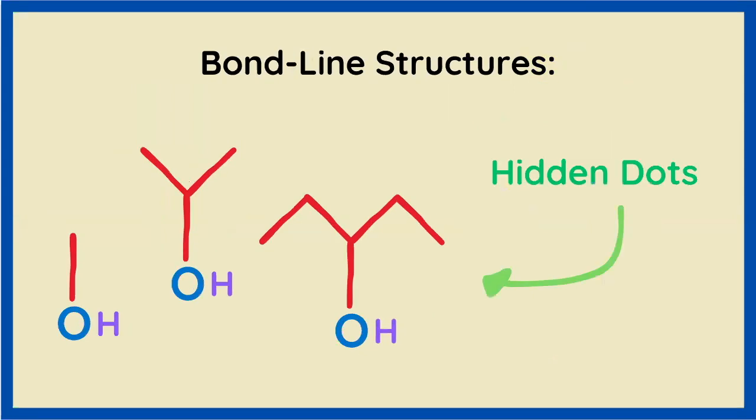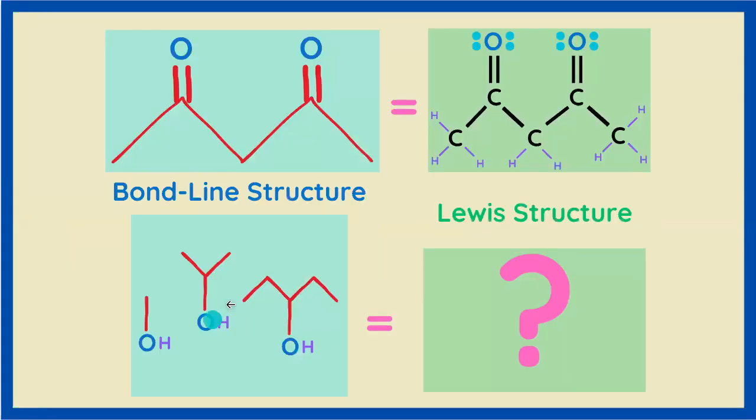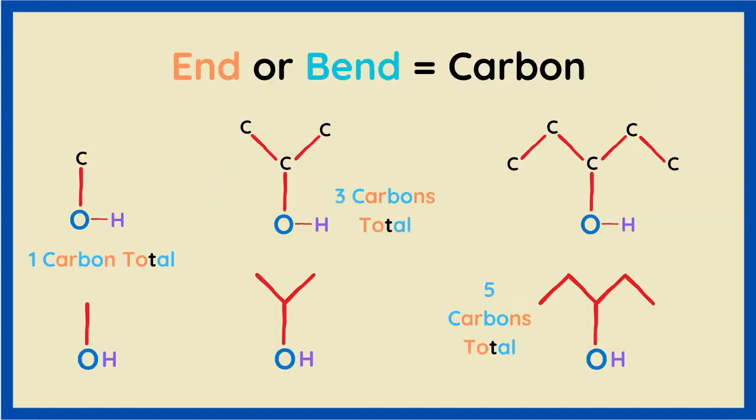It's clear the molecules we have don't show any dots, and that's because they're written in bond line form. So let's convert each of them into Lewis structures, because doing so, as we see up here, reveals all of the atoms, sticks, and dots. If we look at this molecule up here, the ends and the bends are carbons, and they may or may not have hydrogens directly attached to it. Similarly, each of the ends and bends of our molecule of interest are carbons. So there's 1 carbon for this molecule, 3 carbons for this molecule, and 5 carbons for the last one.